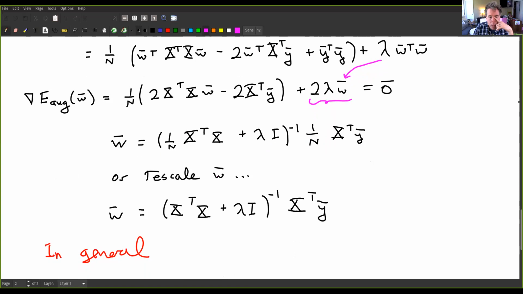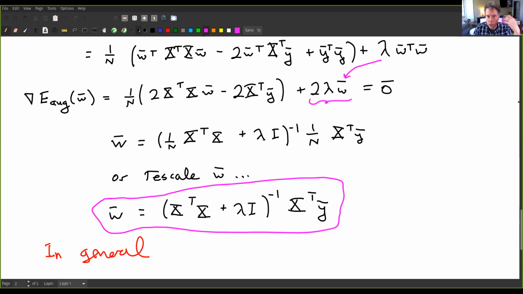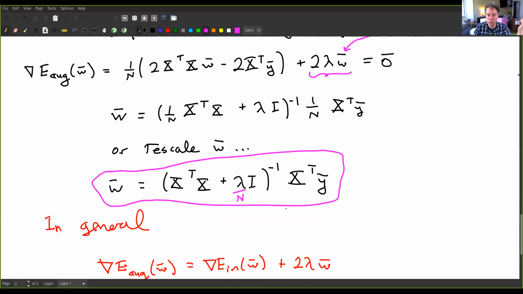People often write this without the 1 over n's. That's because you can just rescale W. If you do W over N here, this is the literal truth. You can use this formula if you want to. You're going to get slightly different lambdas if you divide by N, so lambda has been rescaled by N. That makes sense, because if n is big, you need less regularization.